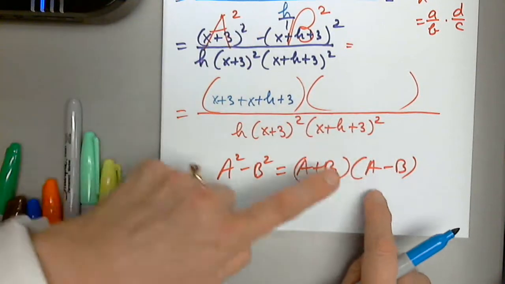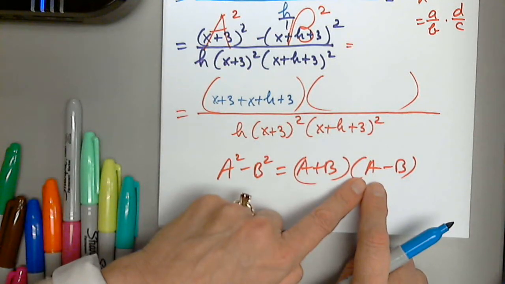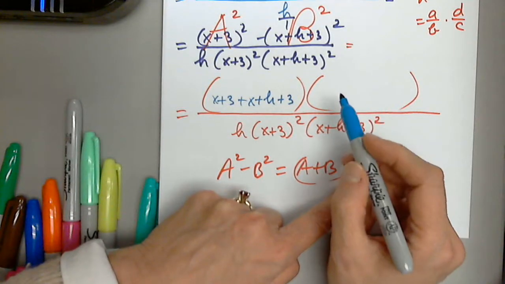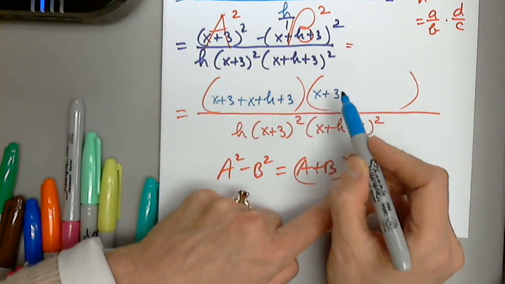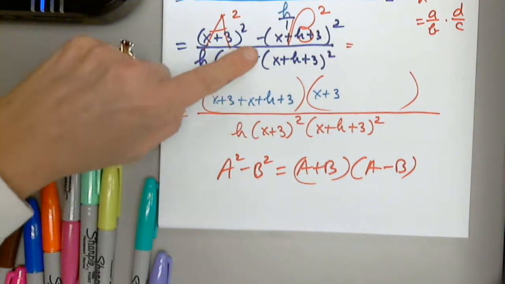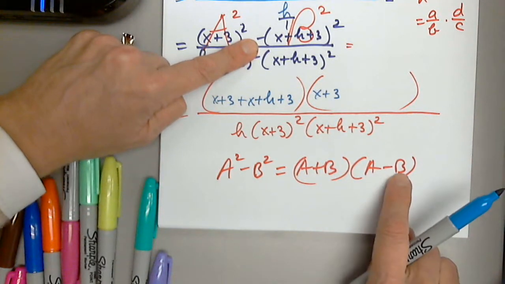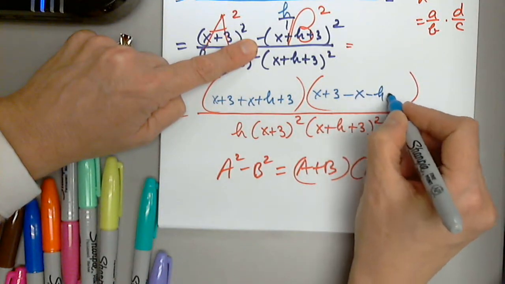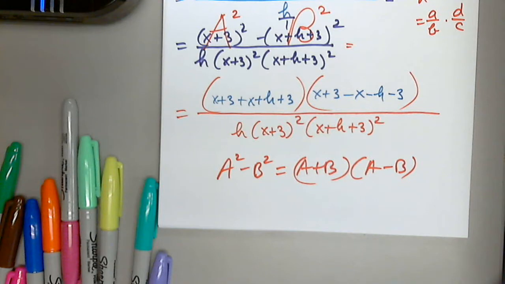Excellent. Now I have to be careful with the second one. I copy a. What is a again? X plus 3. Very good. But now I have to distribute the negative 1 to all terms in b: minus x minus h minus 3. This is easier, I think.